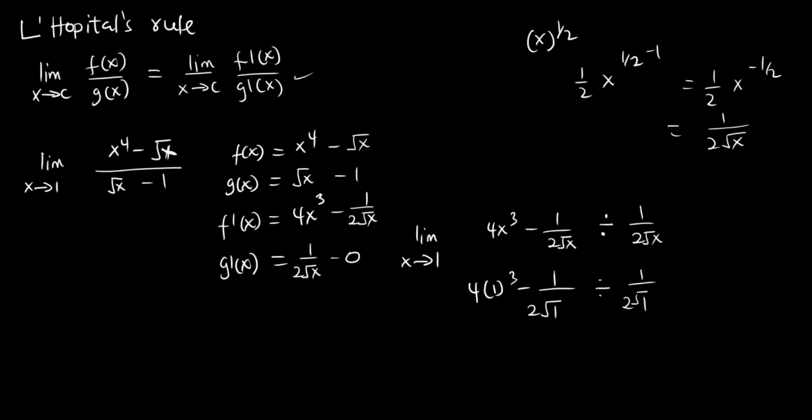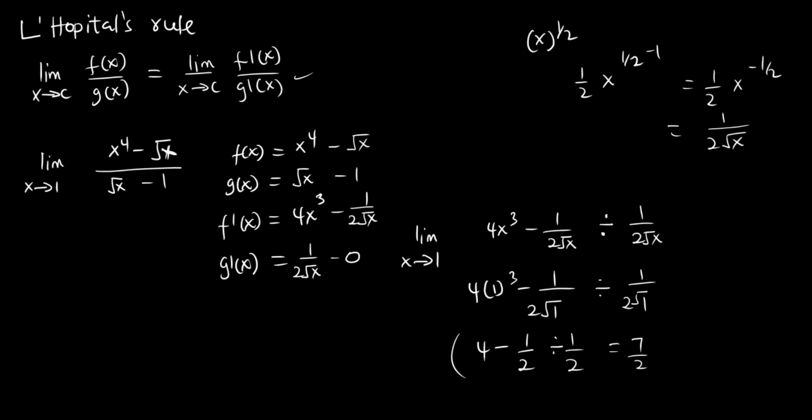1, right? So 4 times 1 to the power 3 will give us 4, and then minus 1 over 2 root 1, right? So 1 over 2 root 1 gives us 1 over 2, so minus 1 over 2, divided by 1 over 2. So let's look at what we are going to get. 4 minus 1 over 2 will give us 7 over 2. We're going to have 7 over 2.